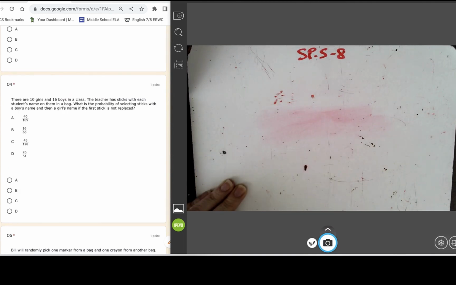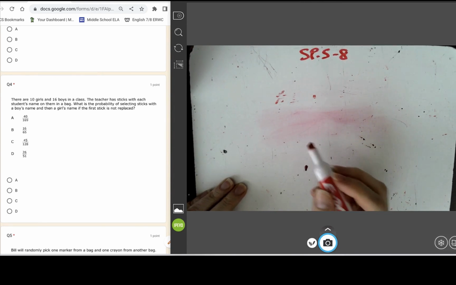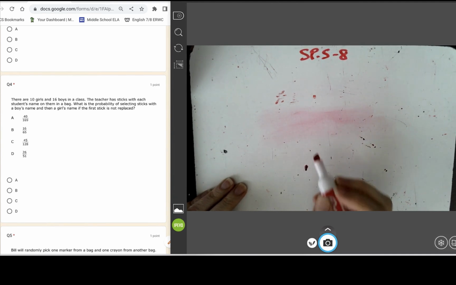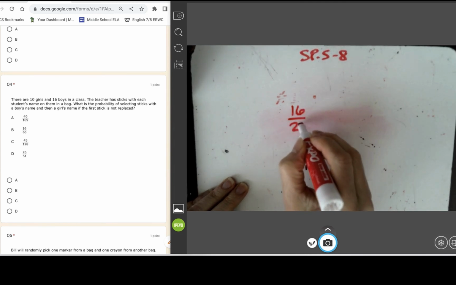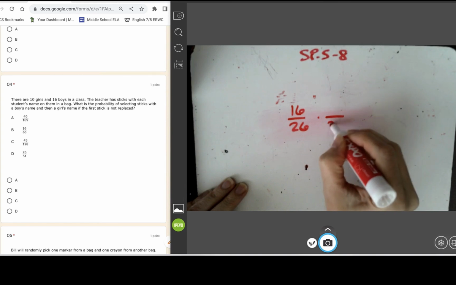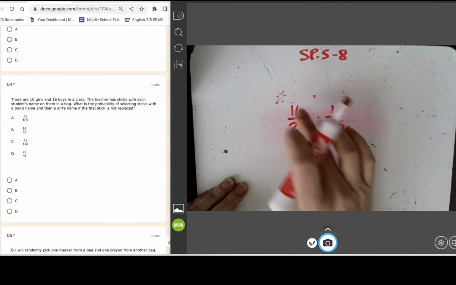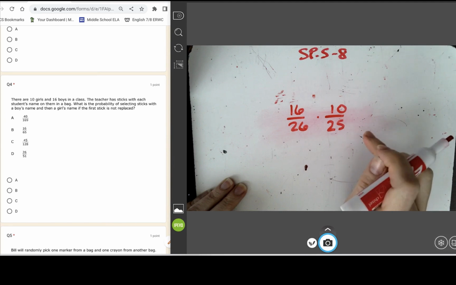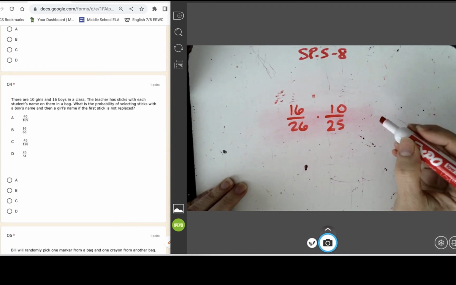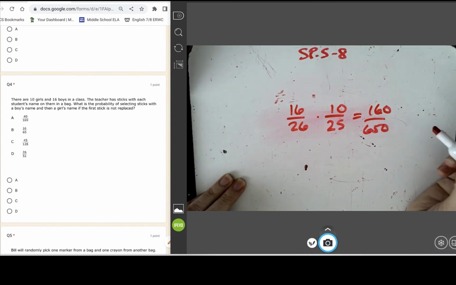10 girls and 16 boys in a class. The teacher has sticks with each student's name. This is a compound probability question, so I know I'm going to multiply something times something. What's the probability of selecting sticks with a boy's name and then a girl's name if the first stick is not replaced? So the boys, I have a 16 in 26 chance. And then with 1 removed, I now have 10 out of 25. Because if I take 1 boy out of the mix, there's 25 sticks, but there's still 10 girl names in there. So I would just multiply this, which gives me 160 over 650.